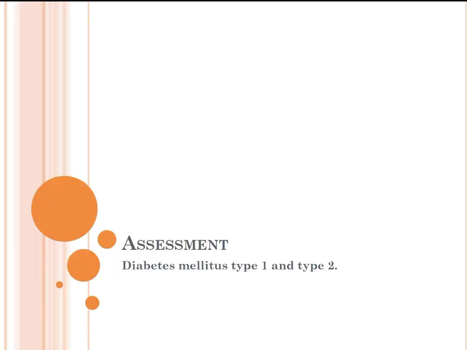Next, we will discuss assessment of diabetes mellitus type 1 and type 2.